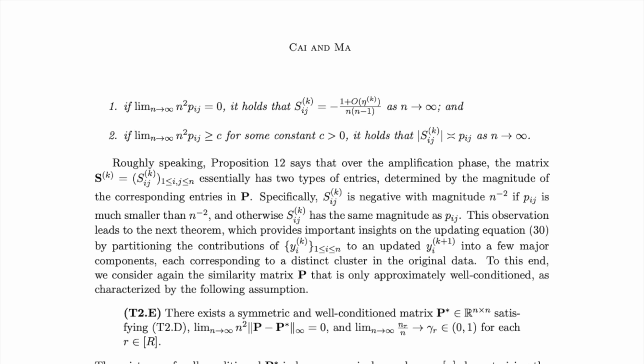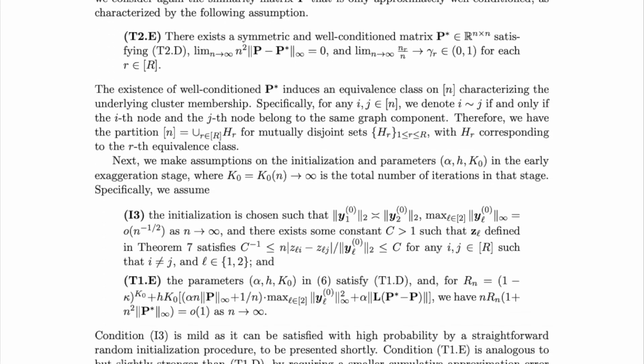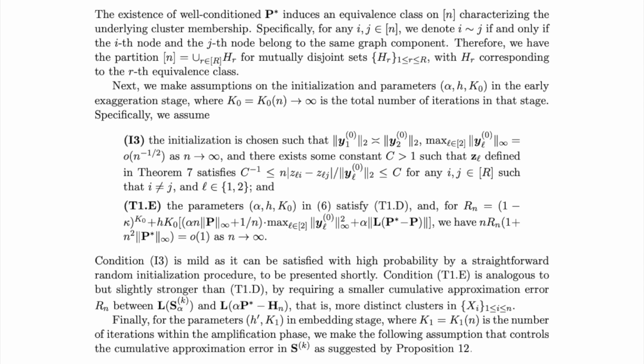To this end, we consider again the similarity matrix P that is only approximately well-conditioned, as characterized by the following assumption, T2E. There exists a symmetric and well-conditioned matrix P in R^{n×n} satisfying T2D, with lambda_min(P) equal to 0, and lim of n r_n in [0, 1] for each r in R. The existence of well-conditioned P induces an equivalence class on N characterizing the underlying cluster membership.